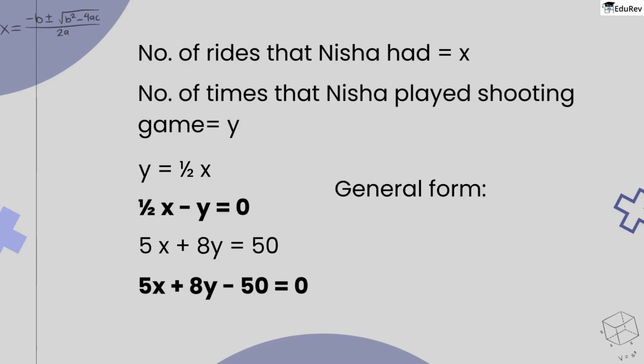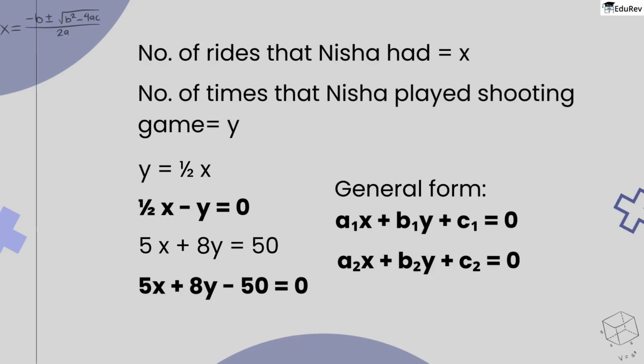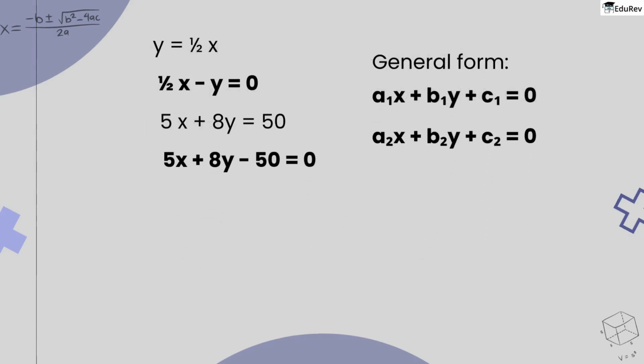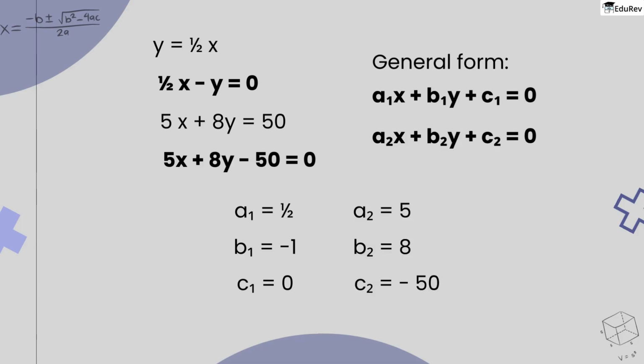The general form for a pair of linear equations in two variables x and y is written as a1x plus b1y plus c1 equals 0 and a2x plus b2y plus c2 equals 0. Comparing these equations with the ones we obtained, we get a1 equals half, b1 equals minus 1 and c1 equals 0. Similarly, a2 equals 5, b2 equals 8 and c2 equals minus 50.